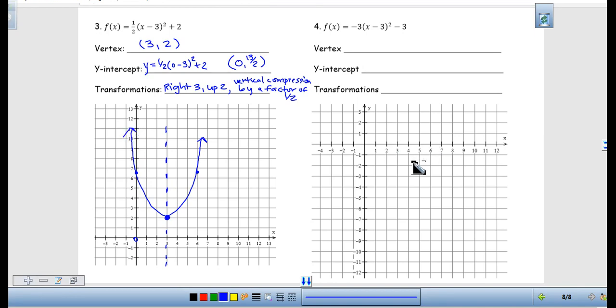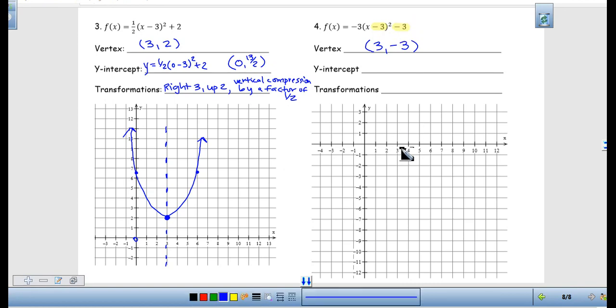All right, number 4. In number 4, I'm going to start by identifying my vertex. The vertex is +3, -3. Because remember, I'm looking at these 2 points, H and K. H changes signs, K stays the same.